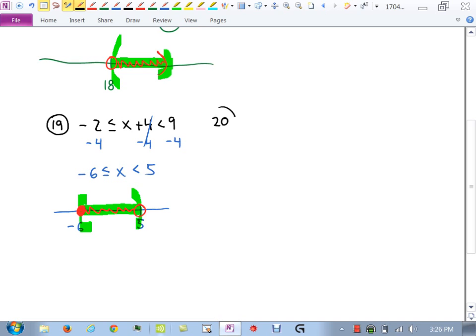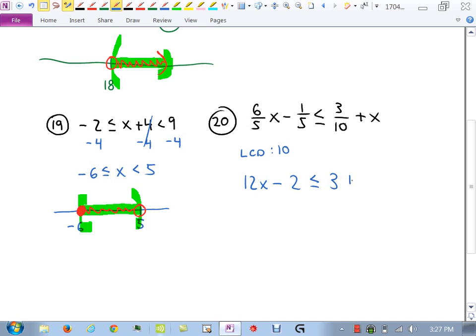Last one, I'm excited. 6/5 x minus 1/5 less than or equal to 3/10 plus x. Okay, for this one, first I find LCD. LCD is 10. And then when I multiply 10 here on both sides, let's see, I get 12x minus 2 less than or equal to 3 plus 10x. Just remember the 10 gets distributed to every single one of these.